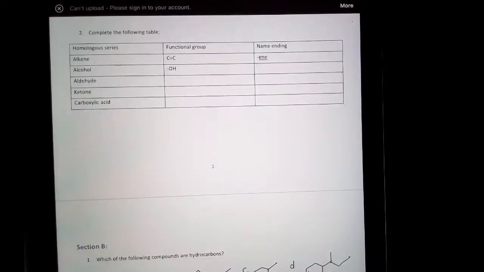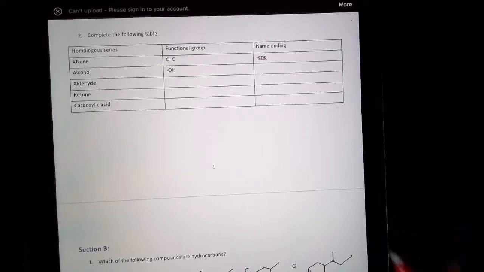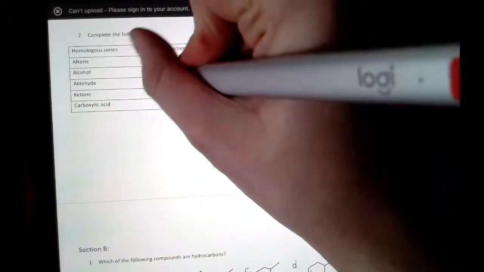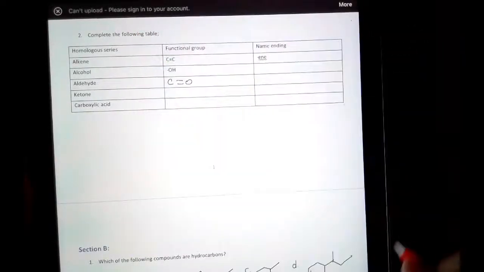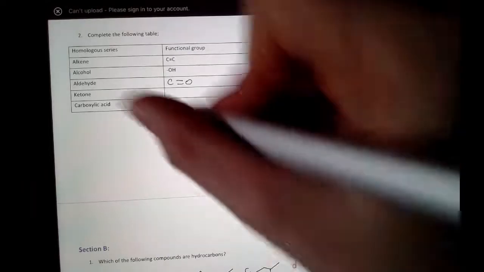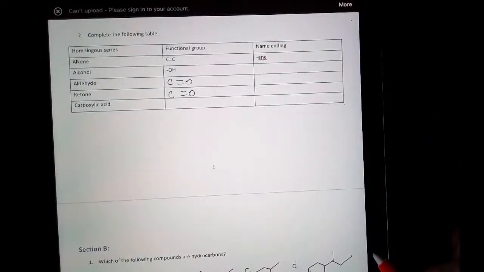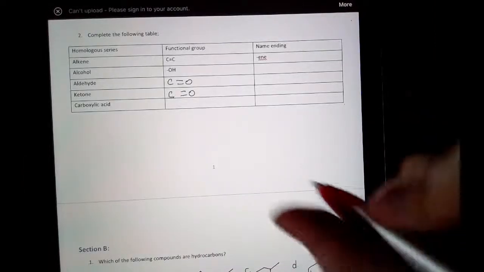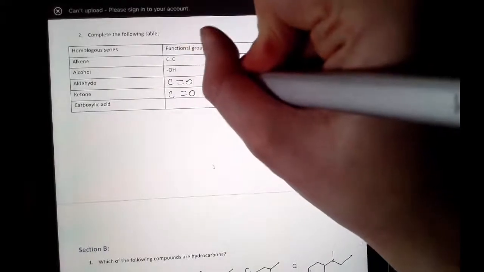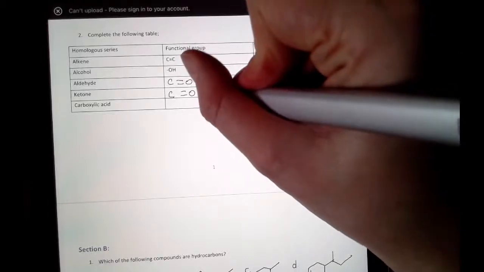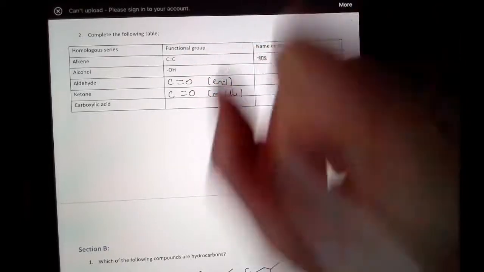The next part here in section B, I've just got a table that I asked you to complete. I want you to fill in the functional group and then tell me the name ending for that functional group. I've already done the first two for you. For an aldehyde, you are going to have a carbon double bond oxygen. This is called a carbonyl group. For a ketone, you're also going to have a carbon double bond oxygen, which is also called a carbonyl group. The difference between your aldehyde and your ketone is the aldehyde, you'll find your carbonyl group at the end of the chain, and in the ketone, you'll find your carbonyl group somewhere in the middle of your chain.